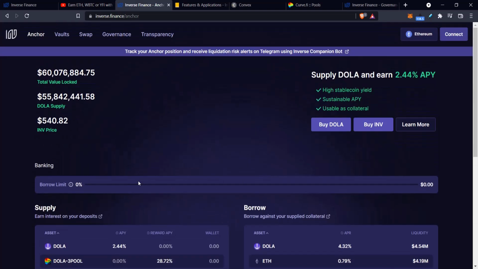Anyhow, I like this protocol. I think it's pretty interesting, and it's on Ethereum. So if you're going to use it, know that it's on Ethereum, and you're going to have to pay gas and stuff like that.